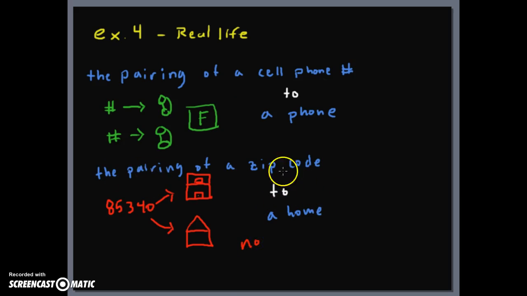Now if you flip this and you say the pairing of a home to a zip code, right? So if we've got my adulthood home and my childhood home, and we say the pairing of a home to a zip code, would this be an example of a function? Absolutely, because this home is paired to this zip code. It does not have another zip code, so it's only paired to one zip code. So this would be an example of a function if you flipped it.